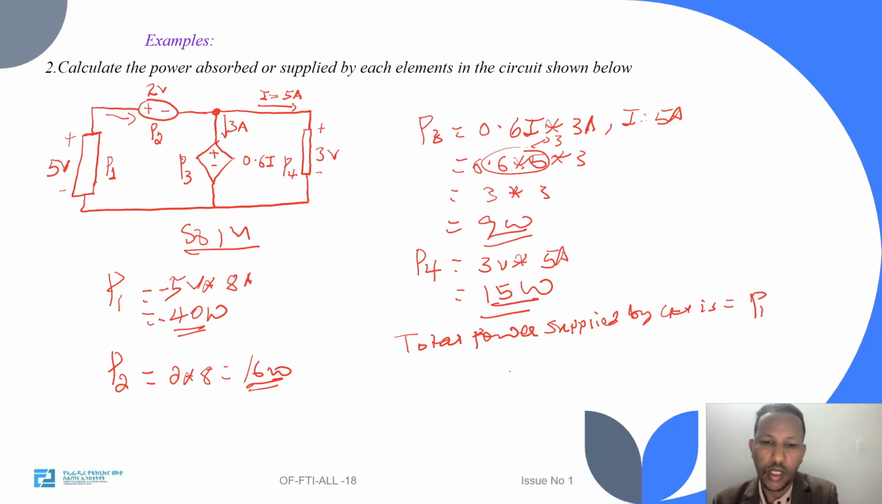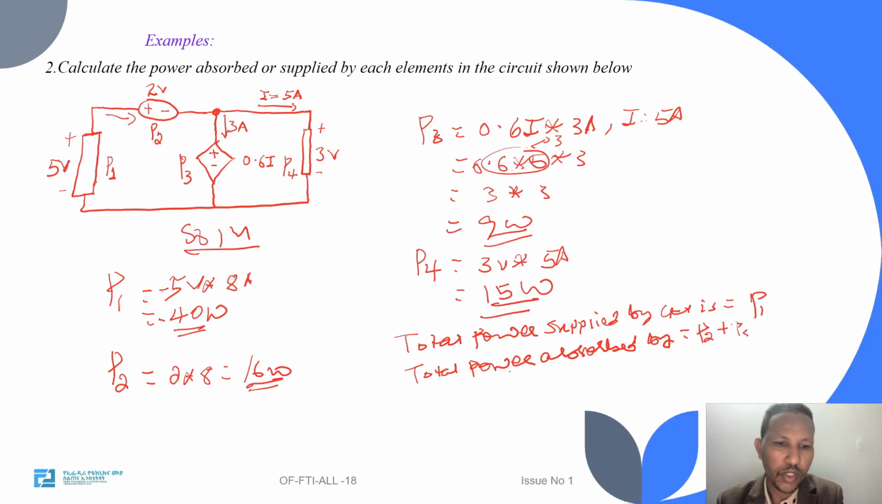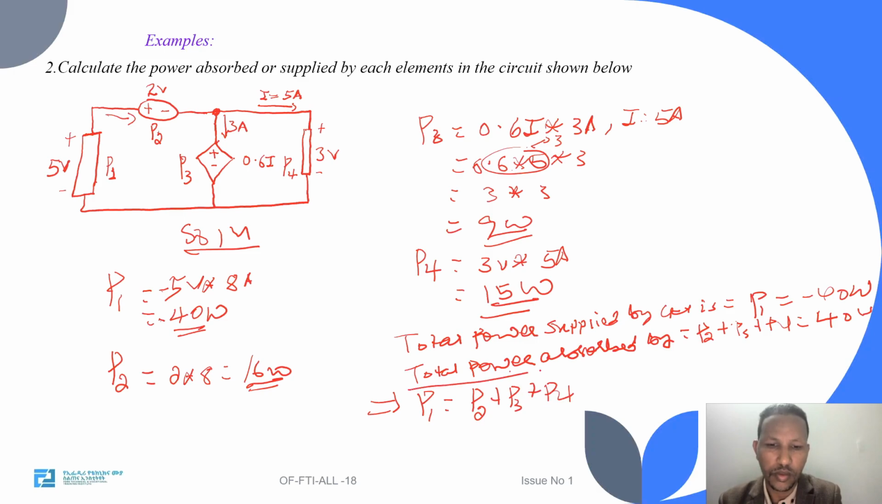And the total power absorbed by the other elements is P2 plus P3 plus P4. So this is minus 40, and this is 40. So as you can see, the total power supplied by the circuit is equal to minus 40, and the total power absorbed, which is P2 plus P3 plus P4, is 40 watt. From this, we can conclude that P1 is equal to P2 plus P3 plus P4. That means the total power supplied by the circuit is equal to the total power absorbed by the other circuit elements.